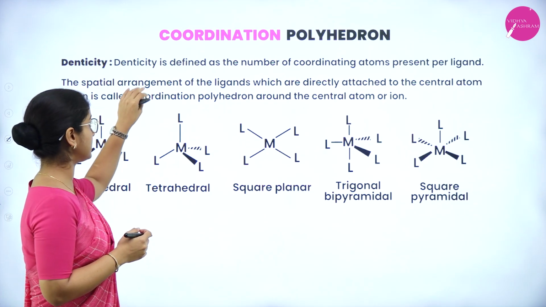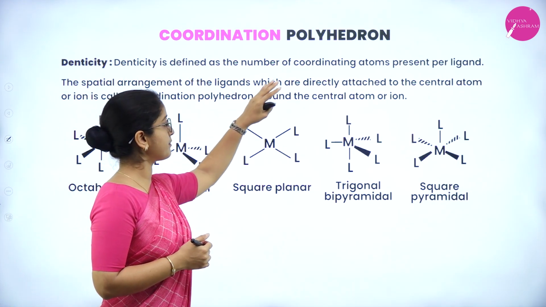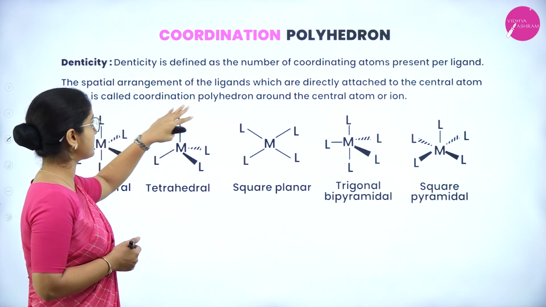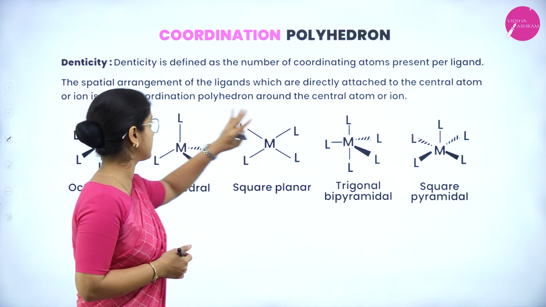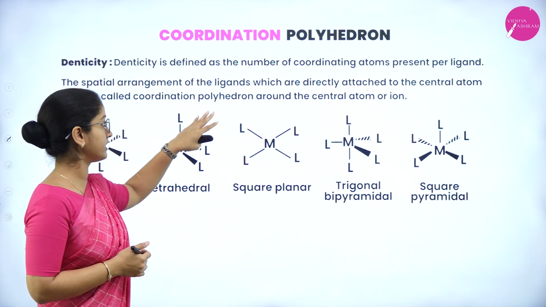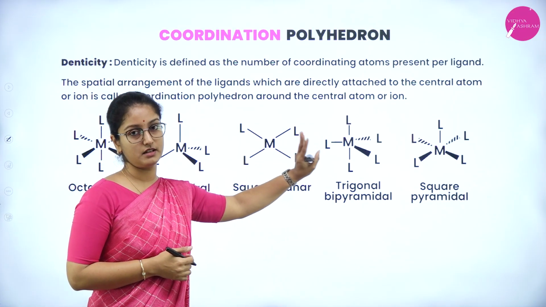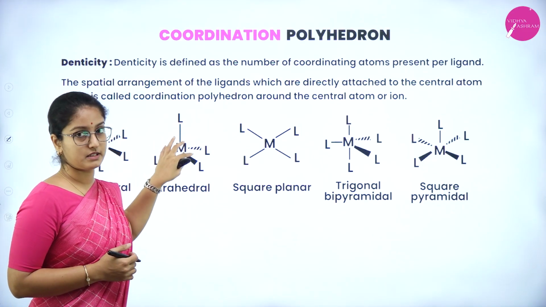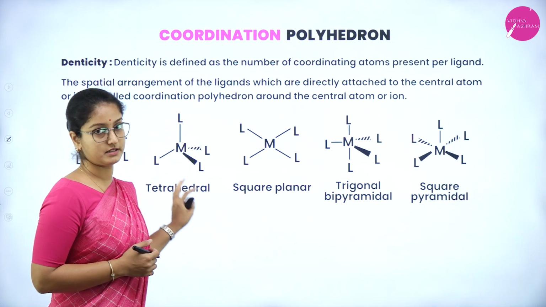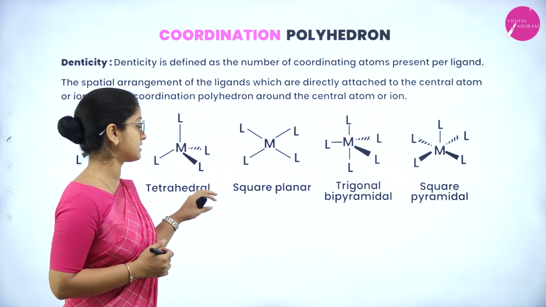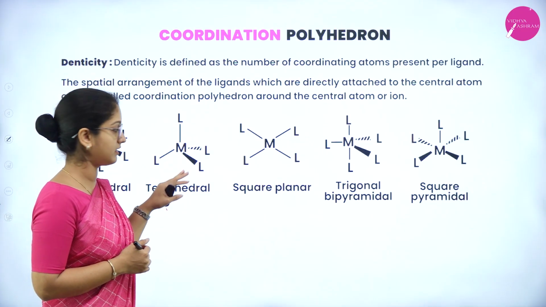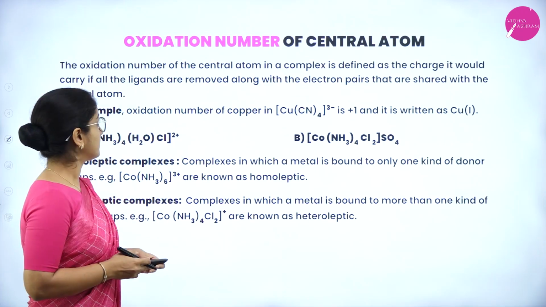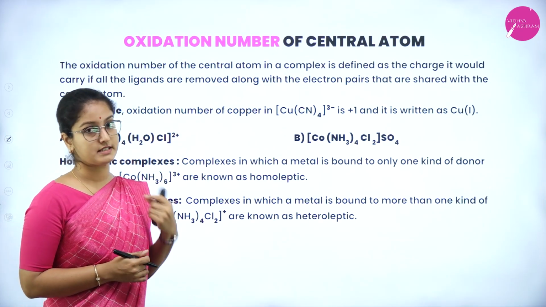Next, denticity. Denticity is defined as the number of coordinating atoms present per ligand. The spatial arrangement of the ligands which are directly attached to the central atom or ion is called the coordination polyhedron around the central metal ion. Here are a few examples. The ligands attached to the central metal atom give different structures, for example octahedral, tetrahedral, square planar, trigonal bipyramidal and square pyramidal. Next is the oxidation number of the central atom.